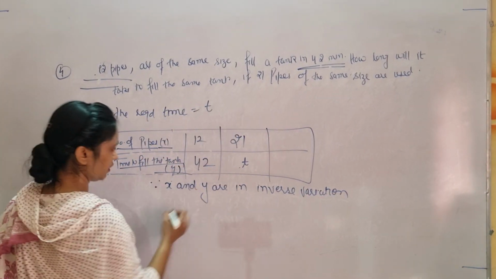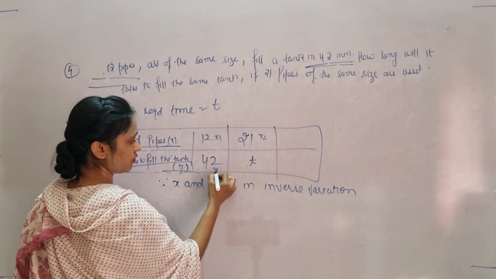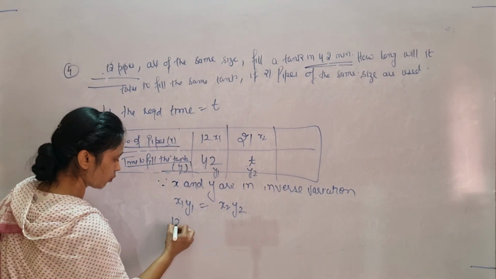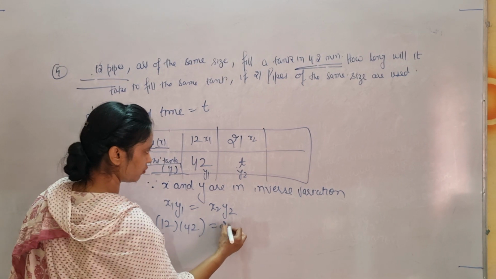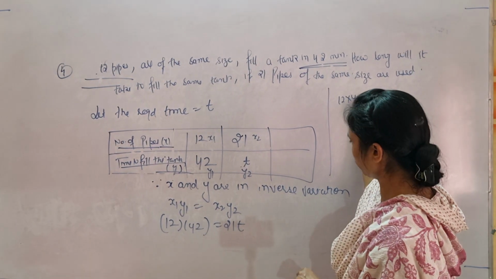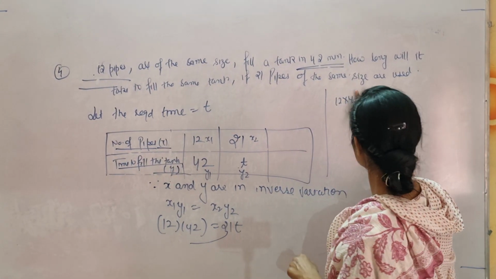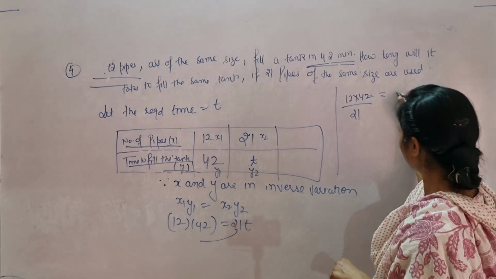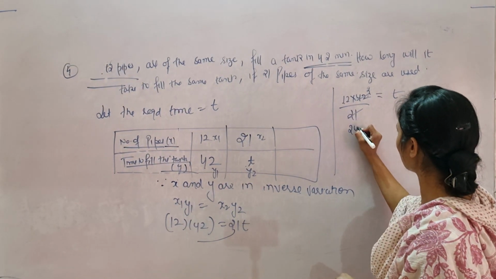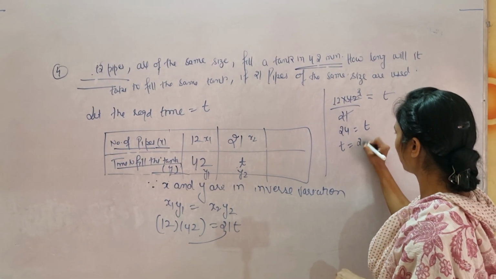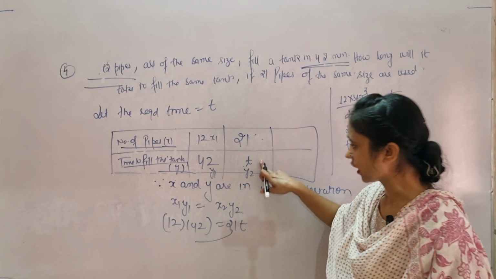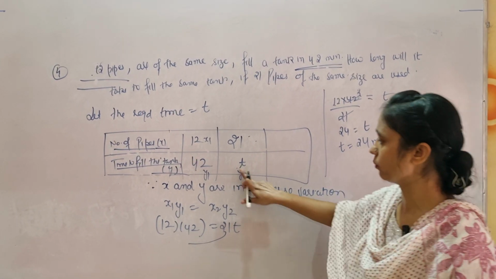Then, with x1, x2, y1, y2, x1 y1 is equal to x2 y2, which means 12 into 42 is equal to 21 into T. Shift 21 to the other side, so T is equal to 24 minutes. That means 21 pipes can fill the same tank in 24 minutes.